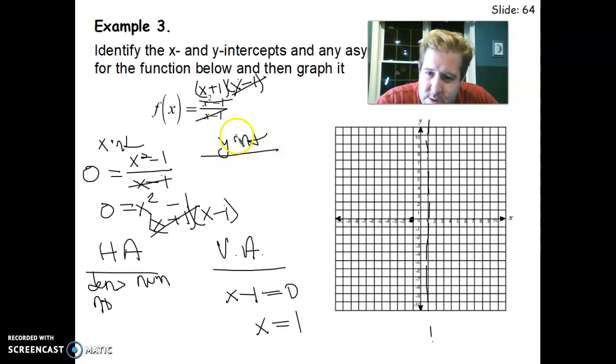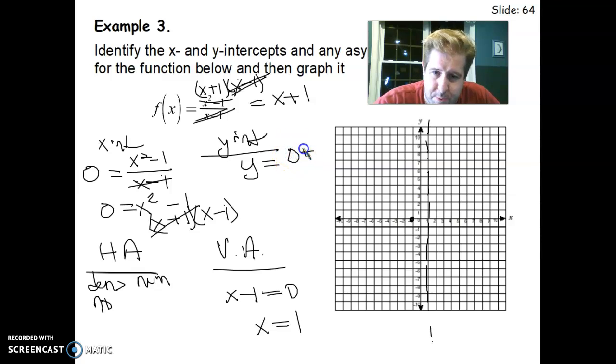So for the Y-intercept, we plug 0 in for x and solve. So y equals, now I'm going to use the simplified version, so it's just x plus 1, because the x minus 1 got canceled out. So this is the same thing as x plus 1. So that's 0 plus 1, which is 1. So y equals 1 would be right here.